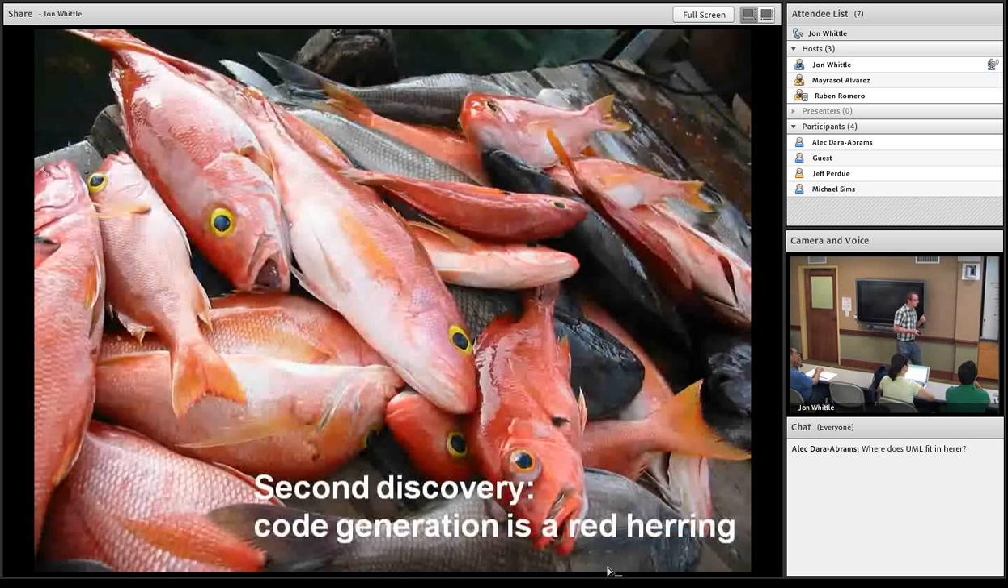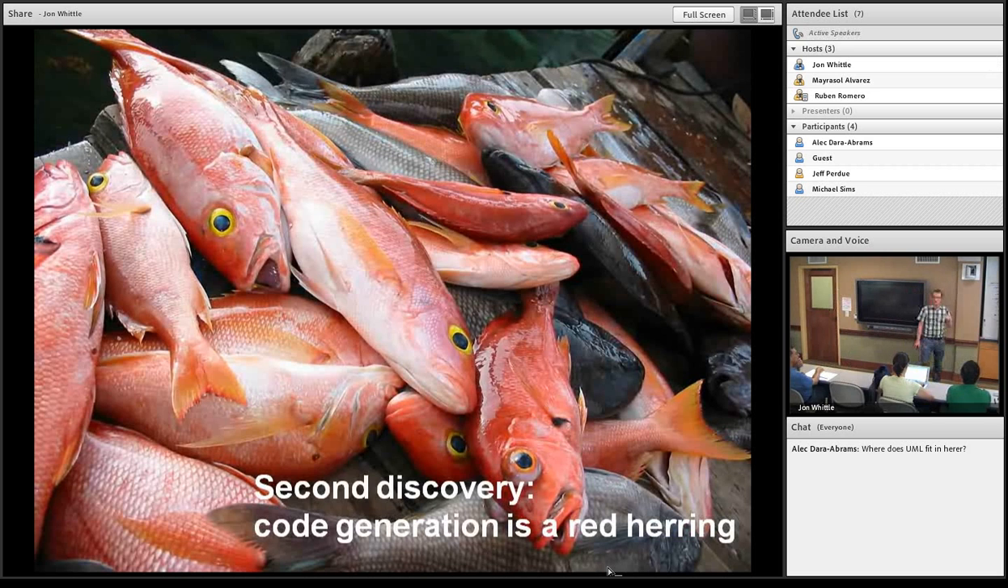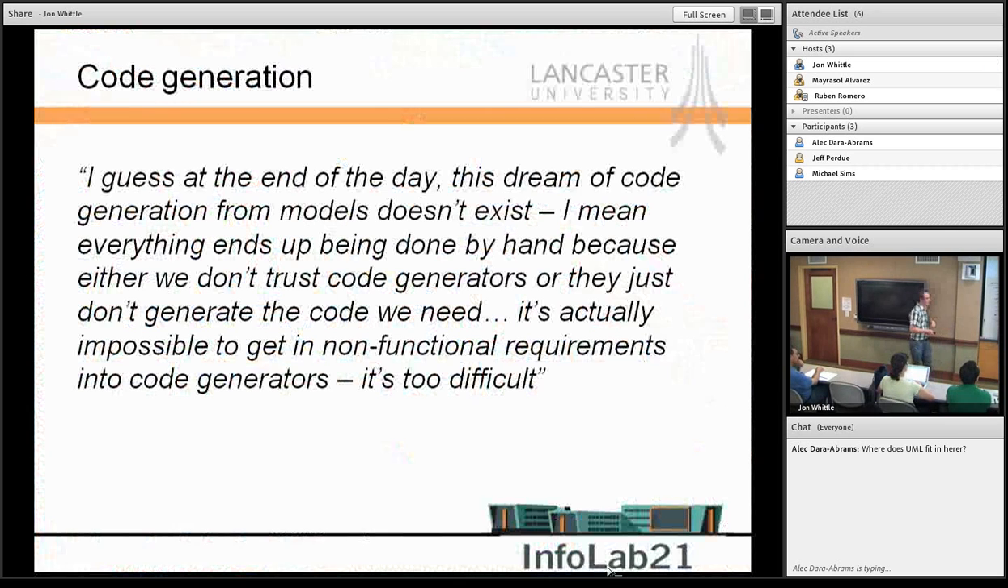The second discovery is that code generation is a bit of a red herring. I've mentioned the word code generation probably 100 times so far in this talk. And most people, if you say model-driven development, think of code generation. They think exactly what I've described, which is high-level models, and you generate code from those high-level models. Now, it's interesting that if you talk to industry, the main reason that people like model-driven development is not because of the code generation.